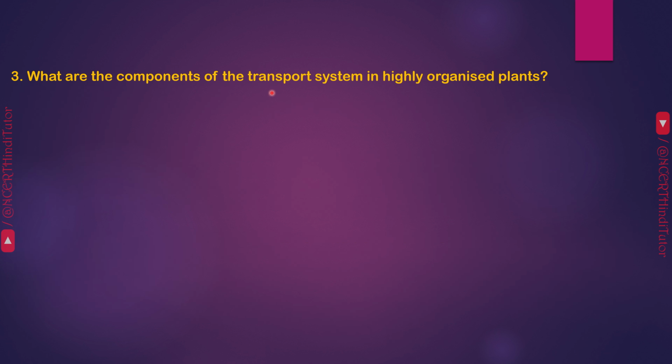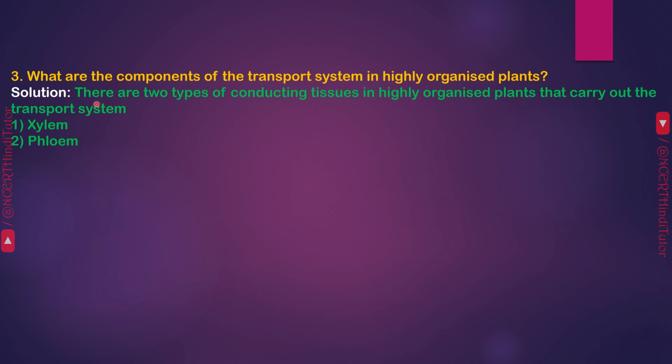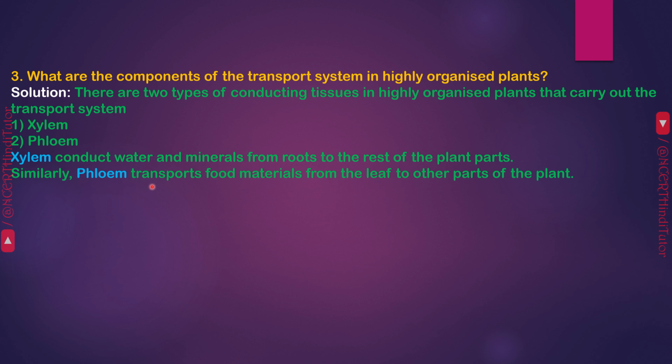Question 3. What are the components of the transport system in highly organized plants? Answer. There are two types of conducting tissues in highly organized plants that carry out the transport system. First, xylem and second, phloem. Xylem conducts water and minerals from roots to the rest of the plant parts. Similarly, phloem transports food materials from the leaf to other parts of the plant.